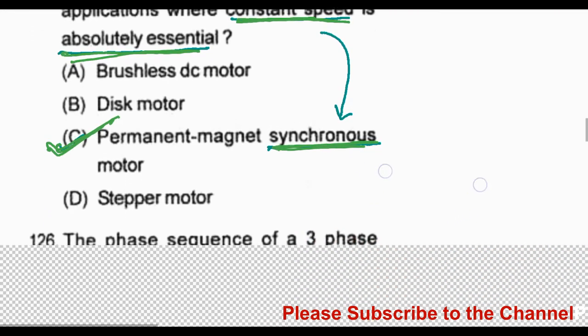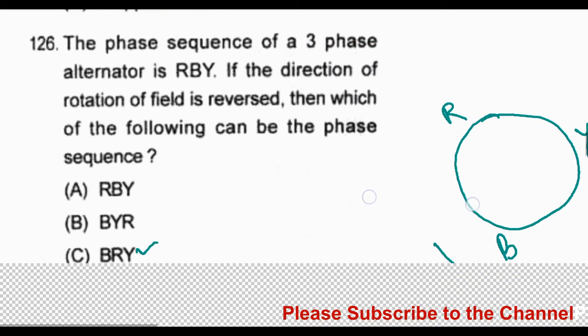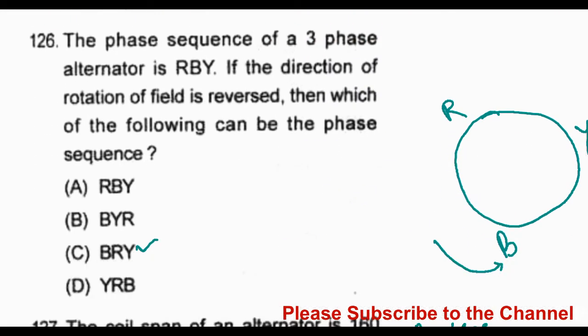So the next question is question number 126. The phase sequence of a three-phase alternator is RBY. If the direction of rotation of the field is reversed, then which of the following can be the phase sequence? So here the sequence is already RBY.